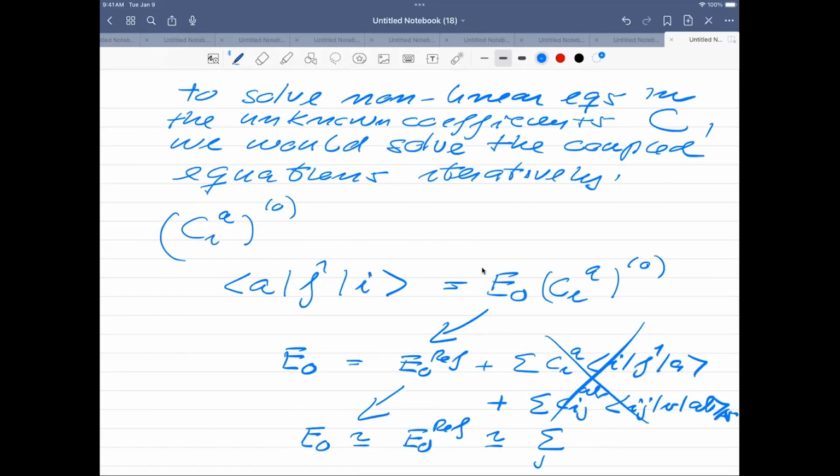And remember that these coefficients have to be dimensionless. So that's why we have this term here, which obviously represents energy. And then this term here represents energy. Energy divided by energy is a dimensionless quantity.